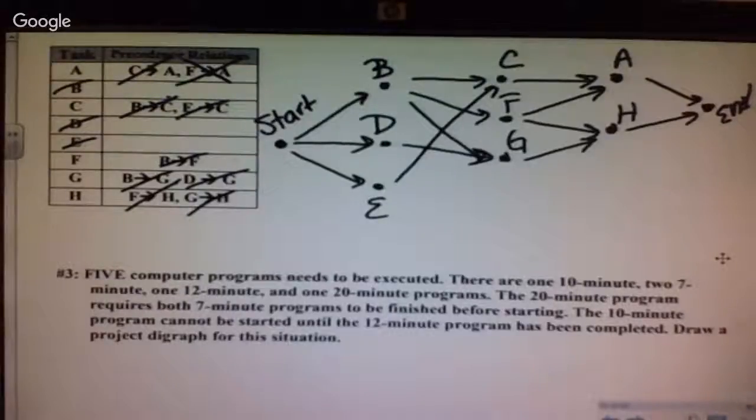Questions? No. Okay. Your homework is on Canvas. Worksheet 8.2.